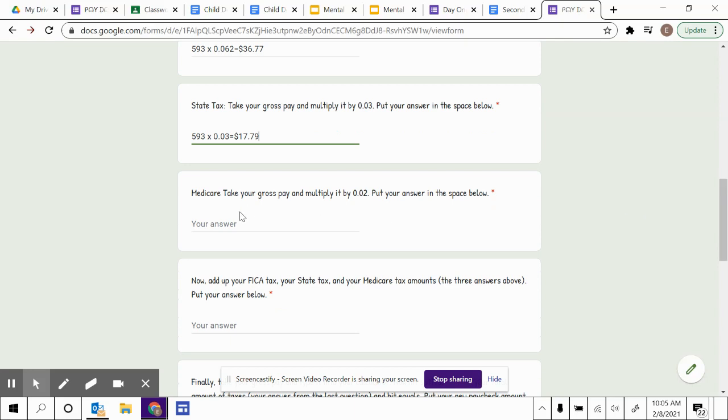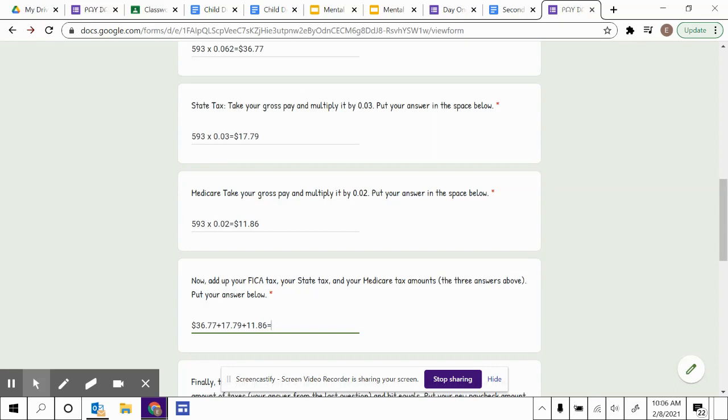Then she goes to the last category, which is Medicare. So again, she takes 593 times 0.02 to be exact. And she does her math and she gets $11.86. Now, those are all of her deductions. So she's got to circle back and she's going to add up $36.77 plus $17.79 plus $11.86. All of those numbers together are going to be her total deductions, the total amount of money that the government is going to take to fund federal, state, and Medicare programs.